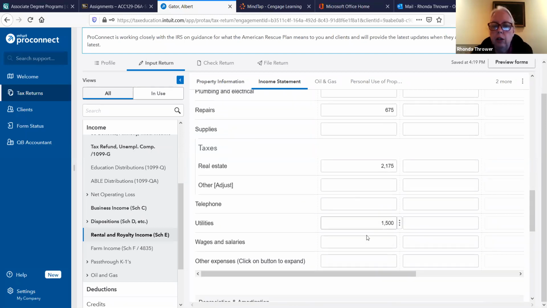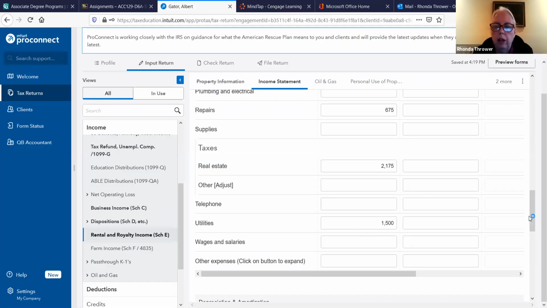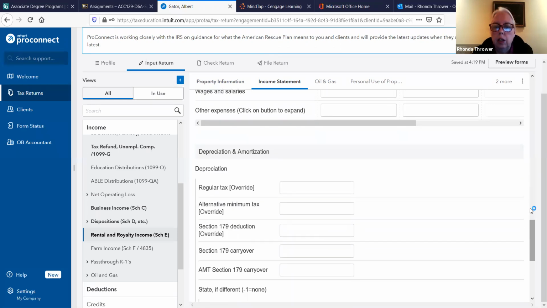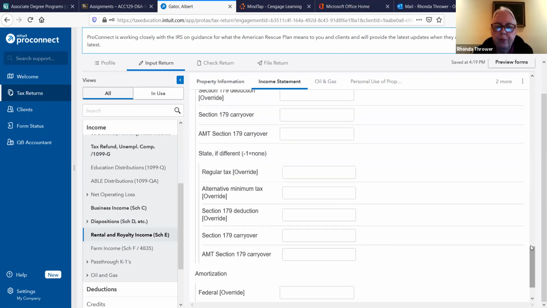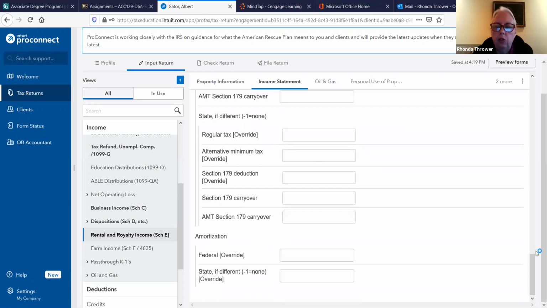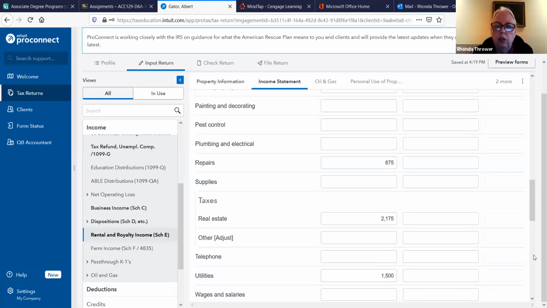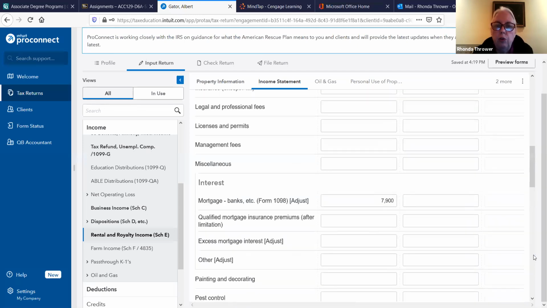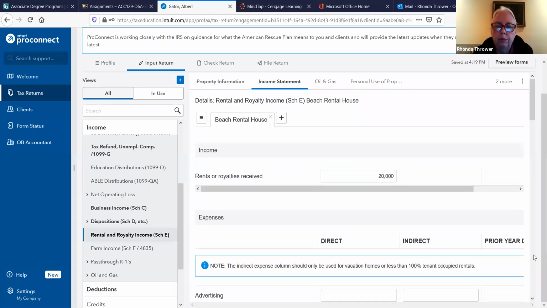The last thing that we need to record is our utilities. So utilities was $1,500. We record that right there. They didn't teach us how to calculate the depreciation yet. That's going to come in a later chapter, so we might have to go back and add to this at some point in time. But right now, that's all the information that they gave you, and that's all you really need to record as other income for a rental.